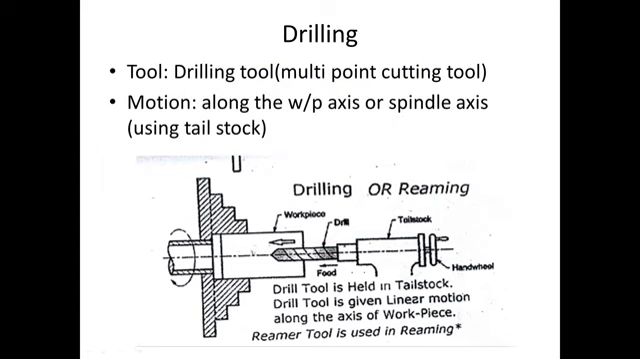For the lathe machine, the workpiece is rotating and the drill bit is given feed by using the tailstock. Whereas for the drilling machine, the drill bit is rotating inside the spindle and chuck while the workpiece is stationary. So you should remember that is the difference between the drilling operation on these two different machines.